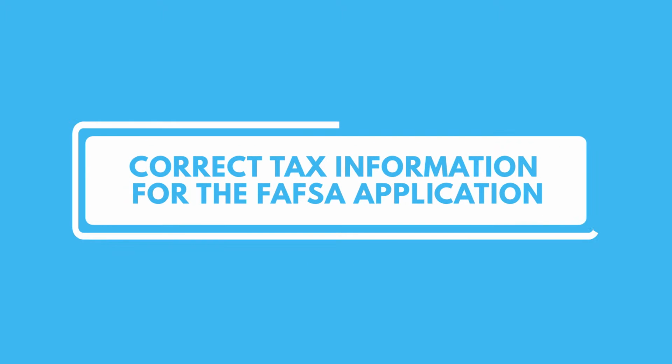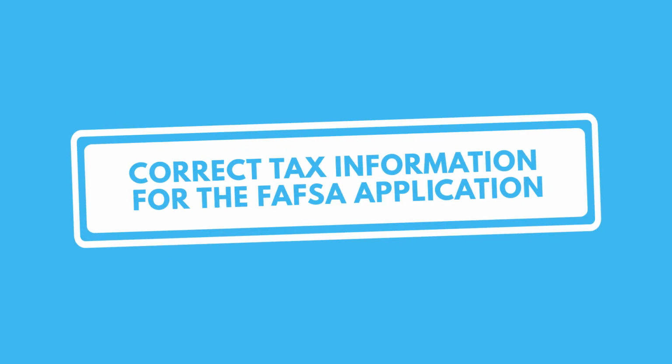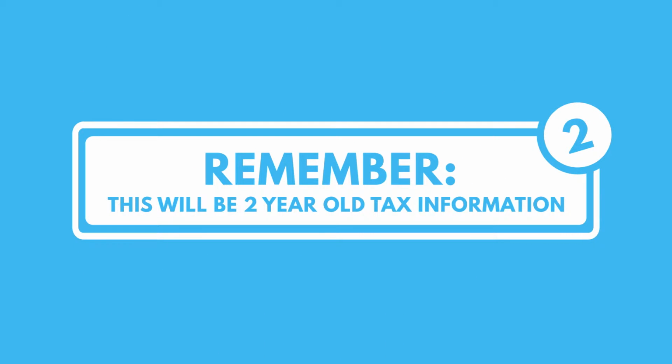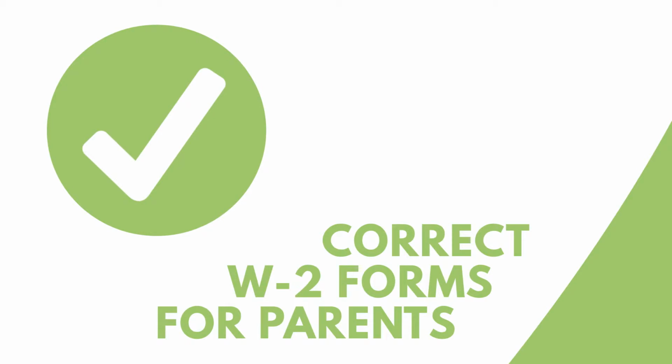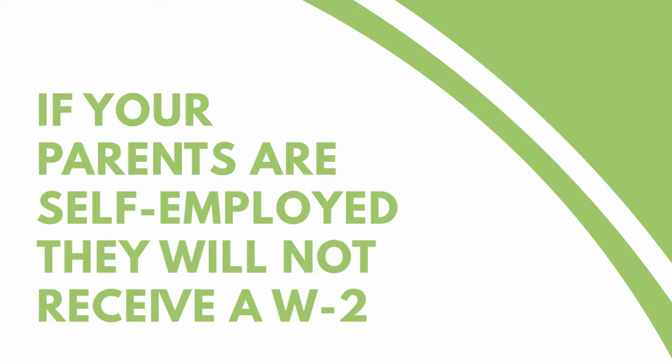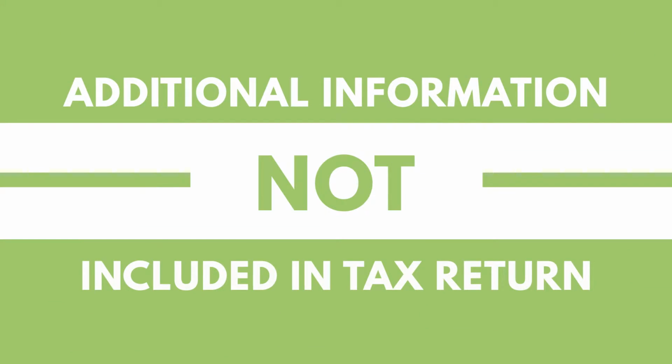1. Correct tax information for the FAFSA application. Remember, this will be 2-year-old tax information. 2. Correct W-2 forms for parents. If your parents are self-employed, they will not receive a W-2. 3. Additional information not included in tax return.